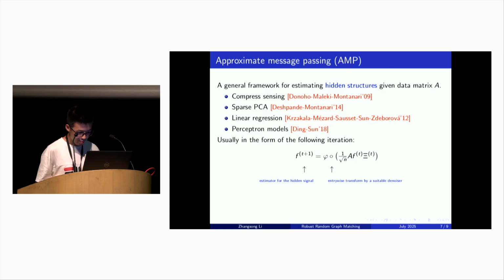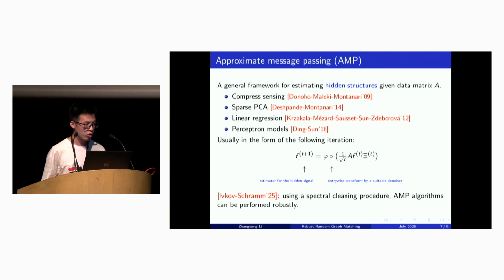And another fascinating property of AMP algorithms, using a very recent work by Misha Ivkov and Tselil Schramm, is that they show that combined with a specific spectral cleaning procedure, AMP algorithms can be performed robustly, in the sense that the iterations with respect to the corrupted matrices will approximate the iterations with respect to the non-corrupted matrices in a certain sense.